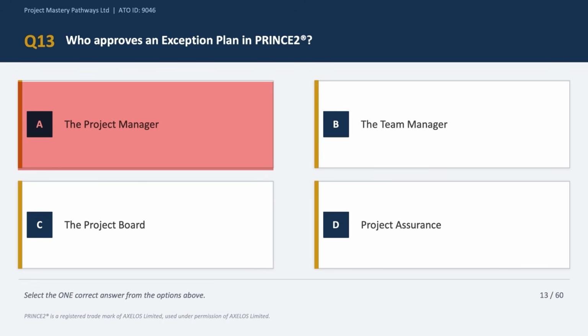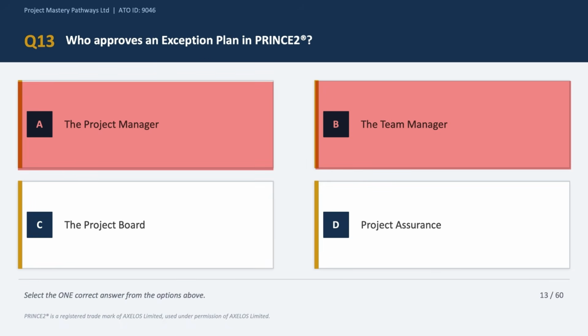Option B says team manager. Now the team manager operates at the delivery level and they have no authority to approve an exception plan. So option B is incorrect as well. Option D says project assurance. And now project assurance monitors the project on behalf of the project board, and it does not have approval authority over exception plans according to PRINCE2. So option D is incorrect.